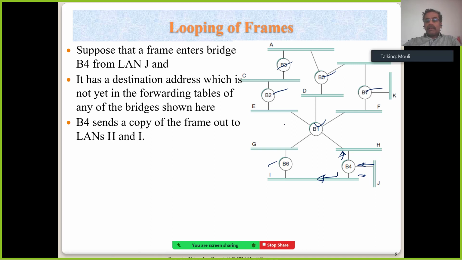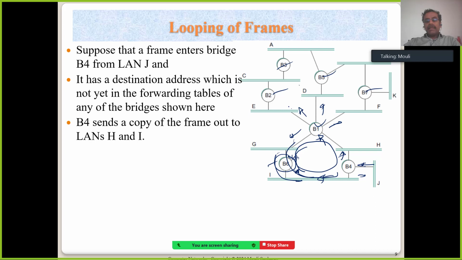Now what happens, it comes here. Now it is going to flood it because it doesn't know where this particular host is. Now the problem is B6 is receiving from here also, from here also. Now you have formed a loop. So this will send here, and this will go there, and it will go into a loop.